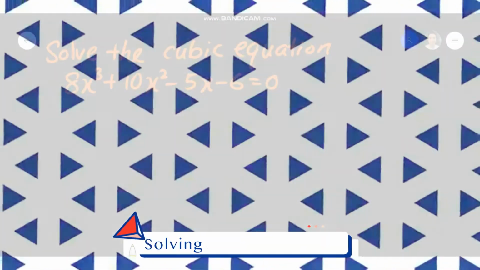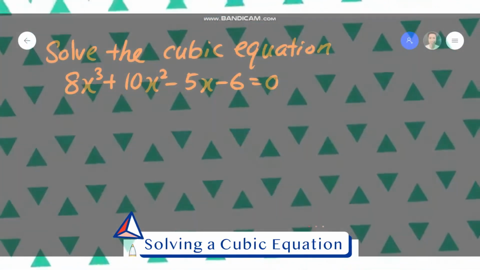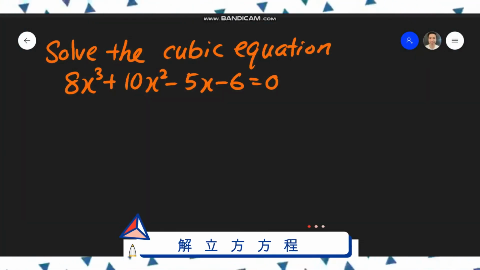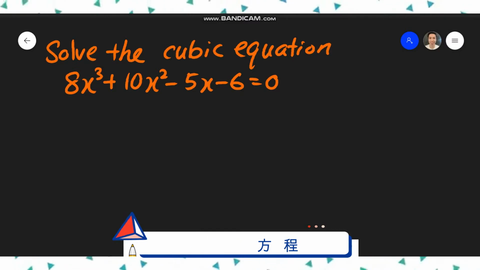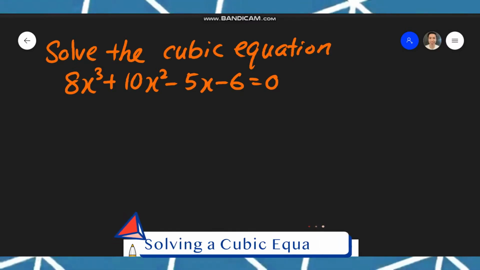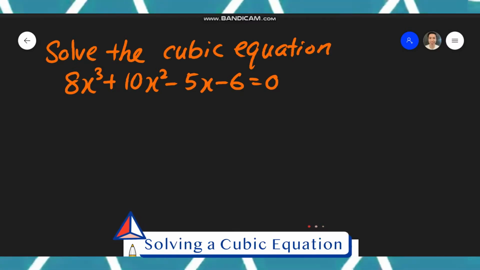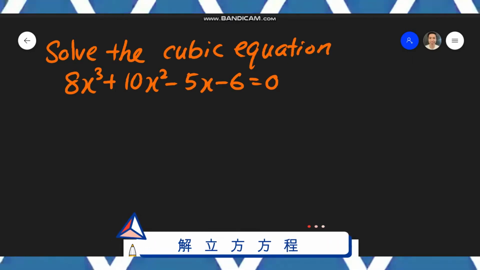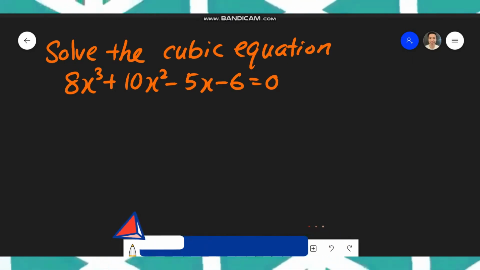Without further ado, let's look at the following examples. Alright, let's get started now. So today we're going to learn how to solve the cubic equation. Let's look at this question. The question asks us to solve the cubic equation 8x cubed plus 10x squared minus 5x minus 6 equals 0. That means we need to find the value of x which satisfies this equation.